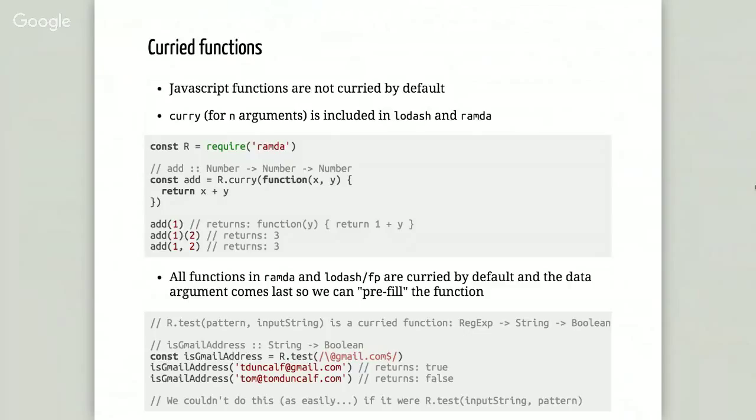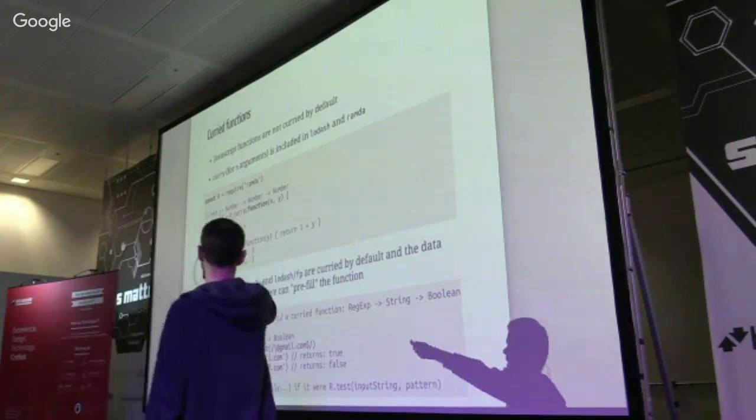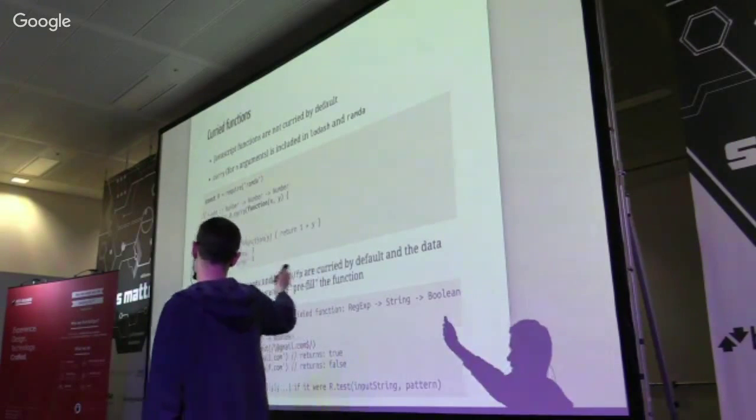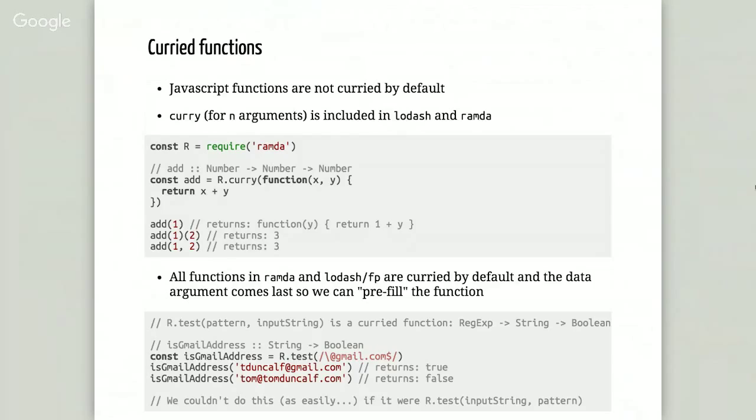So here's an example. There's a function in Ramda called test, which will take a pattern, a regular expression, and a string, and it's curried. So I can really easily define a function isGmailAddress here, and I'm just calling R.test with one argument, which is the regex @gmail.com, and I've got a function that I can use to test that an email address is at gmail.com.